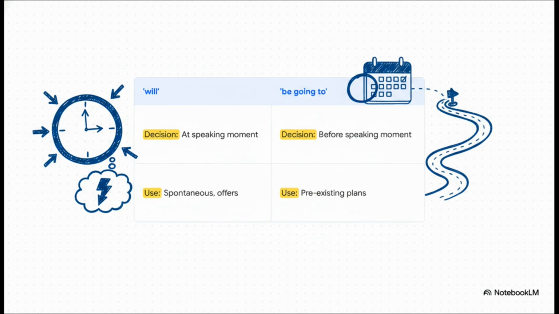Okay, let's tackle what might be one of the trickiest parts for a lot of English learners, will versus be going to. What's the difference? It all comes down to one simple question. When was the decision made? If you decided right now, as you're speaking, you use will. If you decided before you started speaking, yesterday, last week, 5 minutes ago, you use be going to.